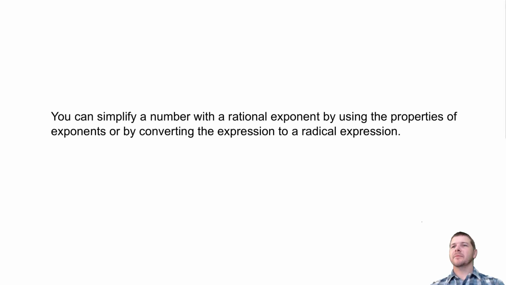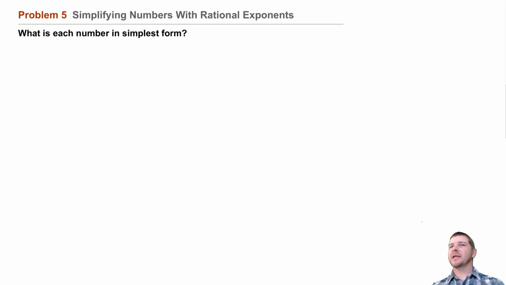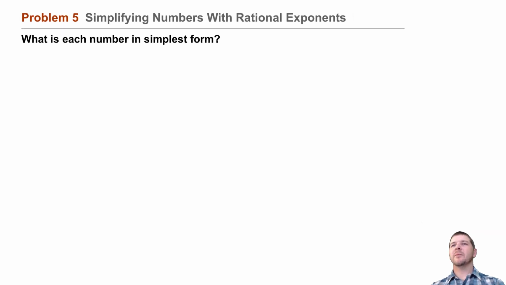You can simplify a number with a rational exponent by using the properties of exponents or by converting the expression to a radical expression. Problem 5. Simplifying numbers with rational exponents. What is each number in simplest form? Part A, 16 to the negative 2.5 power.